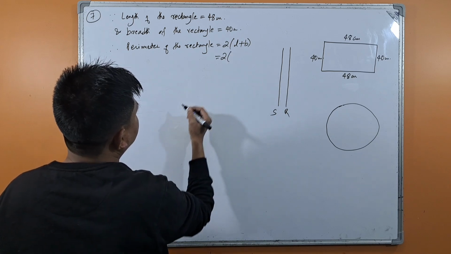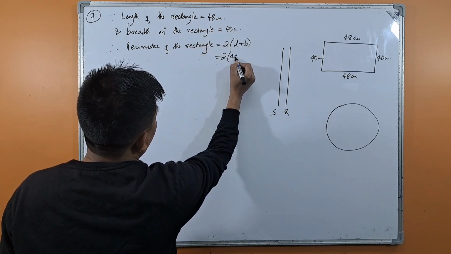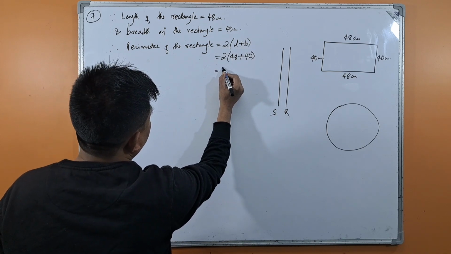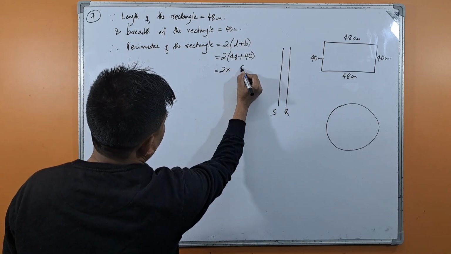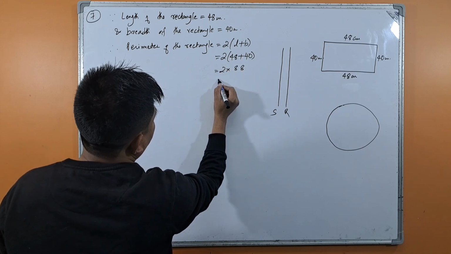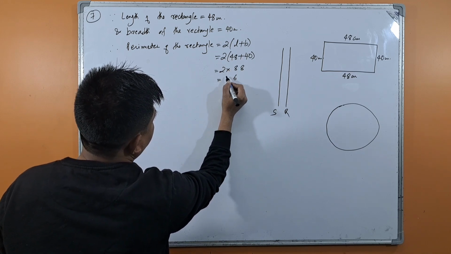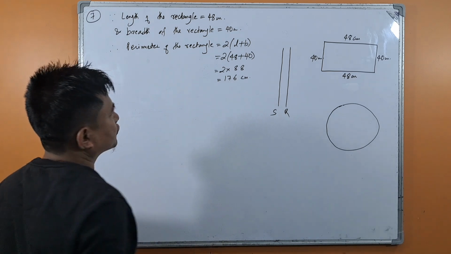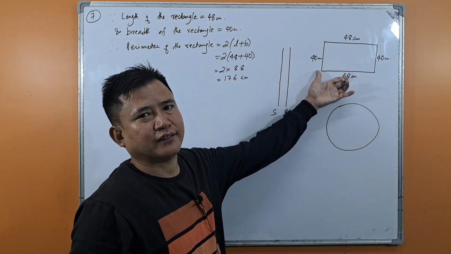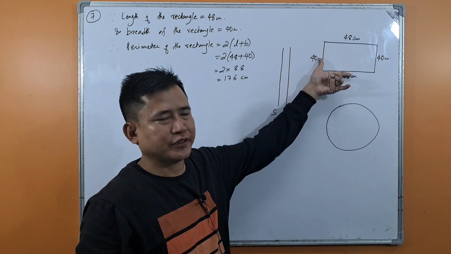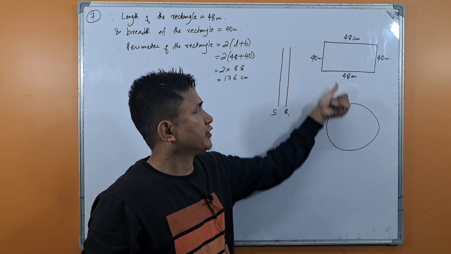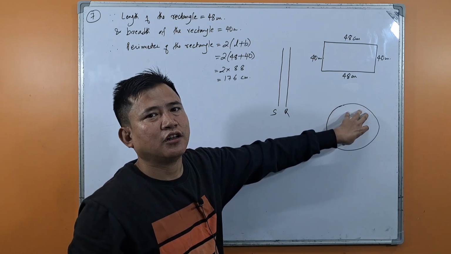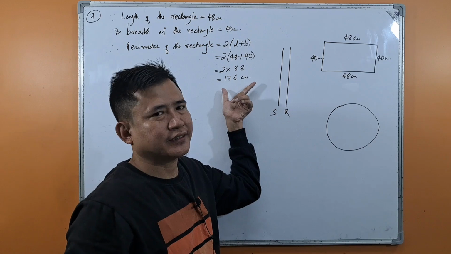So 2 into what is length? Length is 48 plus breadth. What is breadth? Breadth is 40. So this will give us 2 into 88. 2 8s are 16, 2 8s are 16 plus 1 is 17, 176 centimeter. So this is the perimeter of this rectangle, isn't it? 176 centimeter is the perimeter of this rectangle. Since both the figures are made out of the same length of copper wire, the circumference of this circle will also be 176 centimeter, okay?